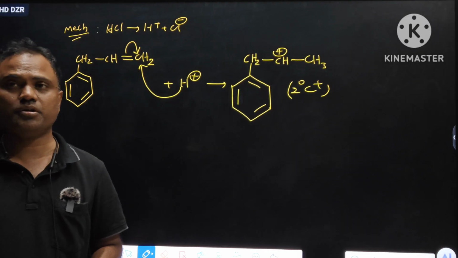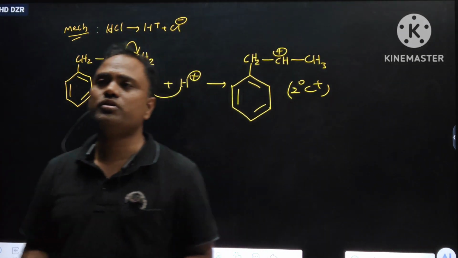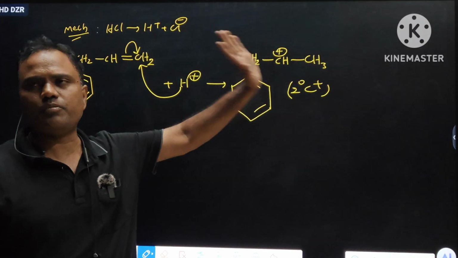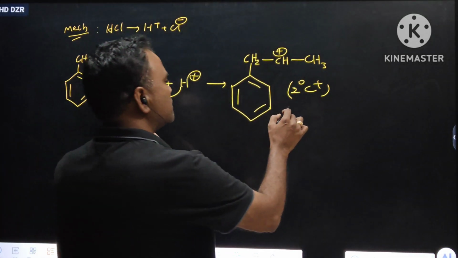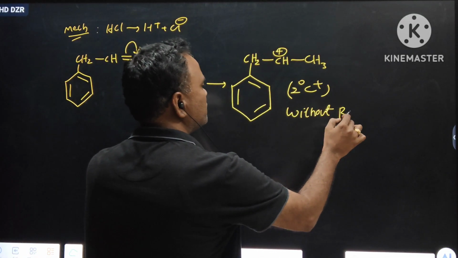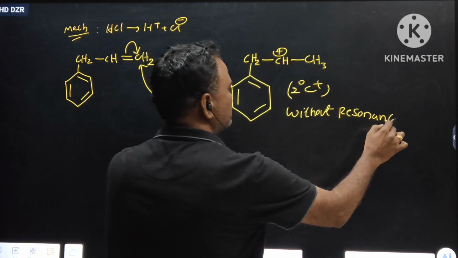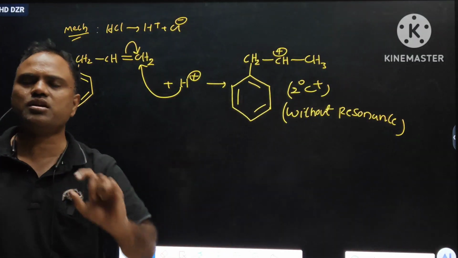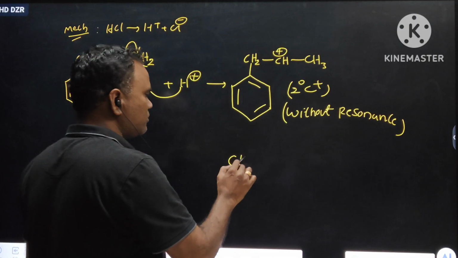But we will do the rearrangement. How? We are getting the same degree carbocation, so why are we doing the rearrangement? Observe this carbocation. This is a 2 degree carbocation without resonance. Resonance is not present. Once again I will revise the structural requirement for resonance. This is a first year topic.